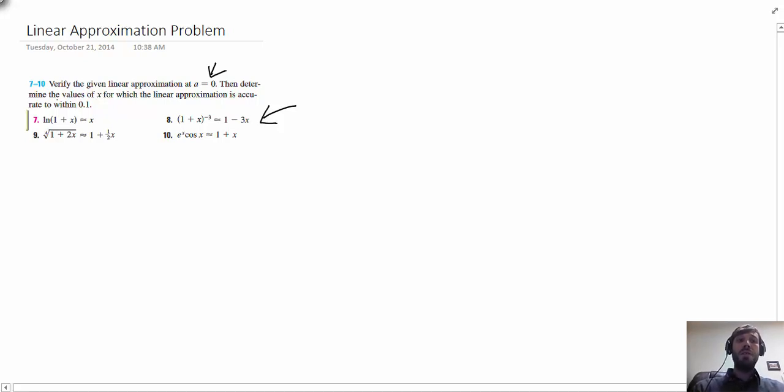Let's start with verifying the given linear approximation. What do they mean by this? Well, we discussed in class that when you have some function, in this case f of x is 1 plus x to the negative 3, there are situations where instead of using the actual values of this function, we'd like to approximate it with a line, the tangent line to the graph, near some reference point. In this case, the reference point is a equals 0.